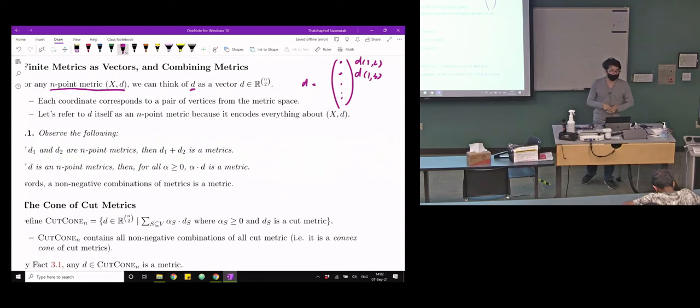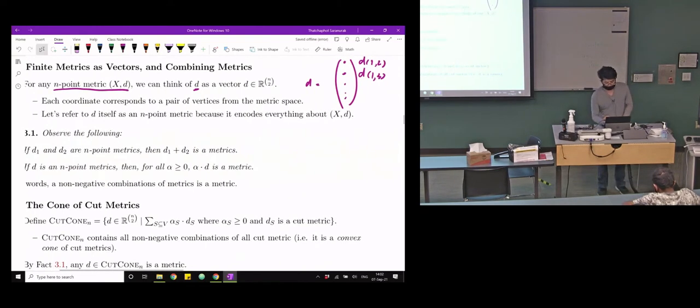All right. And by the way, if the metric is finite, then D basically encodes everything about XD. It's because given all pair distances, that's all the information about the metric. So let's just think of D itself as an endpoint metric too.